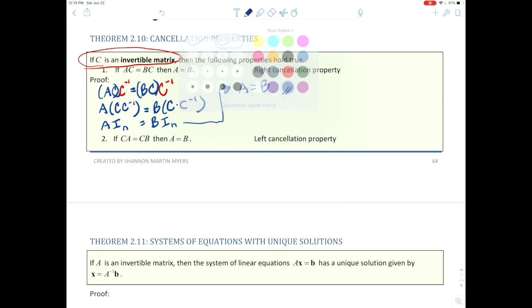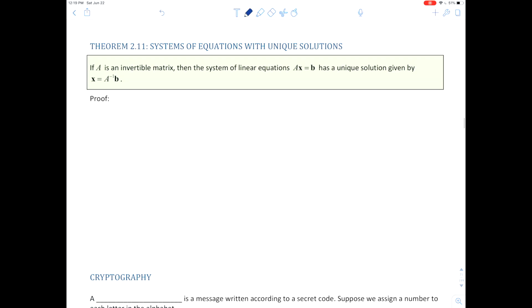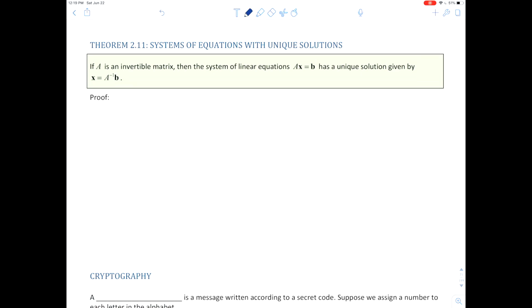Groovy? All right, next up, systems of equations with unique solutions. If A is an invertible matrix, then the system of linear equations A times the matrix X equals the matrix B has a unique solution given by the matrix X equals A inverse times the matrix B. Oftentimes, in my face-to-face classes, I get the question of, can't we just use an augmented matrix to solve systems? And yes, you can, but you're learning all these different ways for multiple purposes.